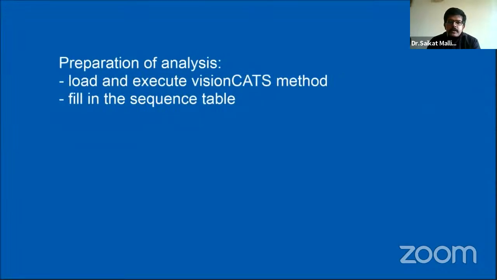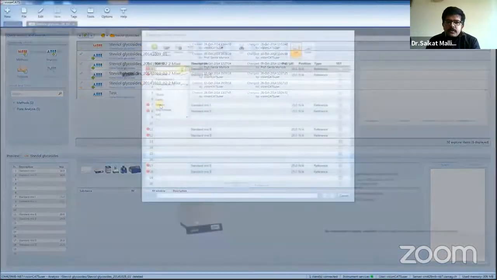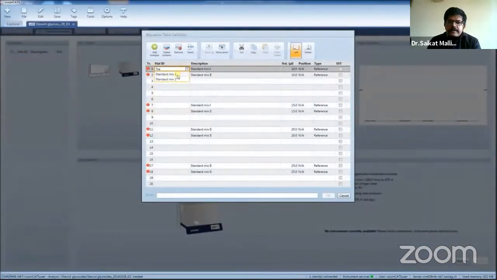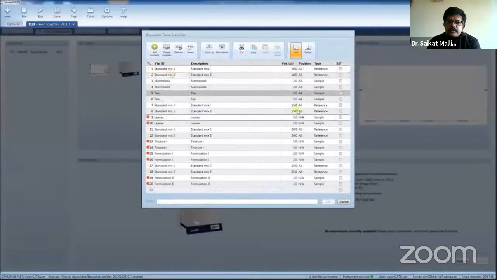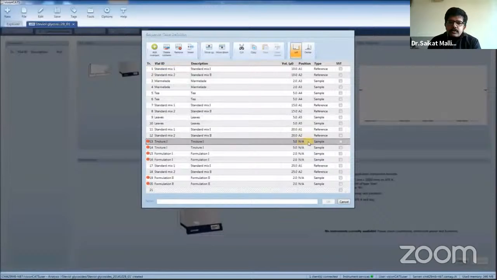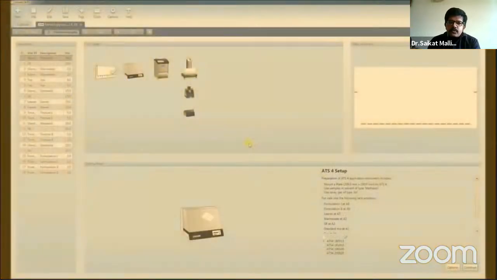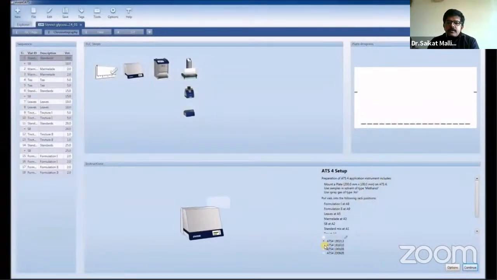It can be done. Now is the VisionCAT software, which is actually controlling all the instrumentation part. You are supposed to create a method, and in that method you are supposed to fill in all the details. This is regarding the application step, where you are going to apply the sample onto the plate. So first of all, you use the software to input the details. Now the sample application is done with the help of an applicator known as ATS4, or Automatic TLC Sampler 4. So this is showing you in the software how it looks.